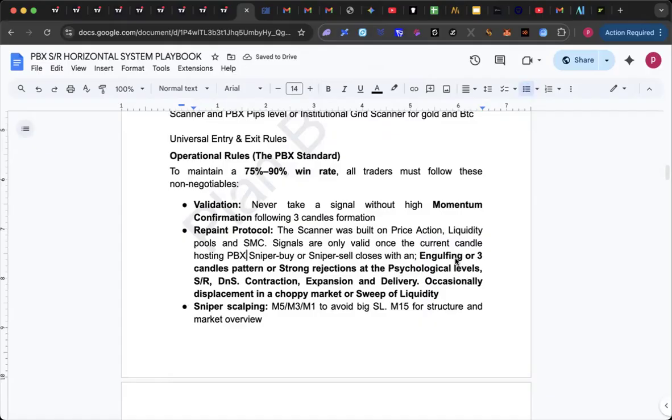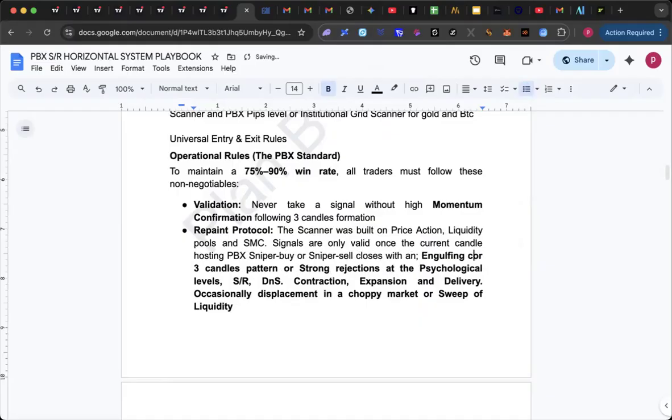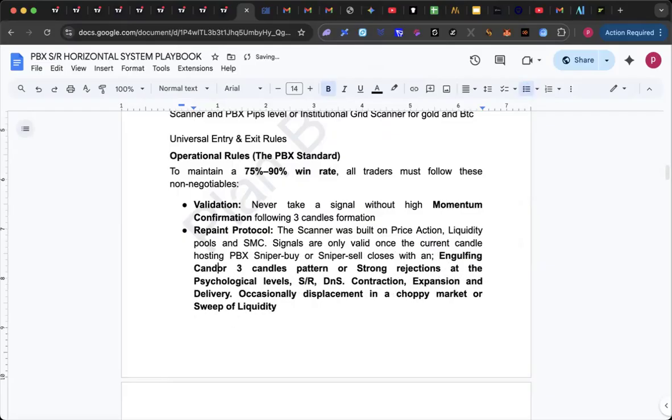With our number one, engulfing candle, so that you can understand, or three candle patterns, or strong rejection at the psychological levels, support and resistance, demand and supply. Contraction, expansion, delivery. Occasionally displacement in a choppy market or sweep of liquidity.